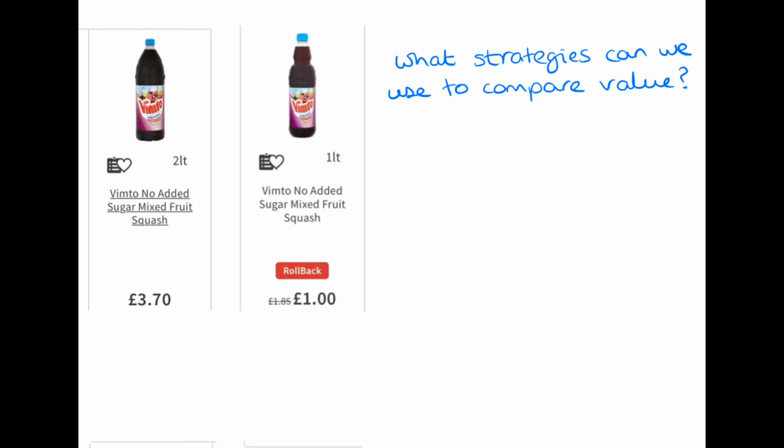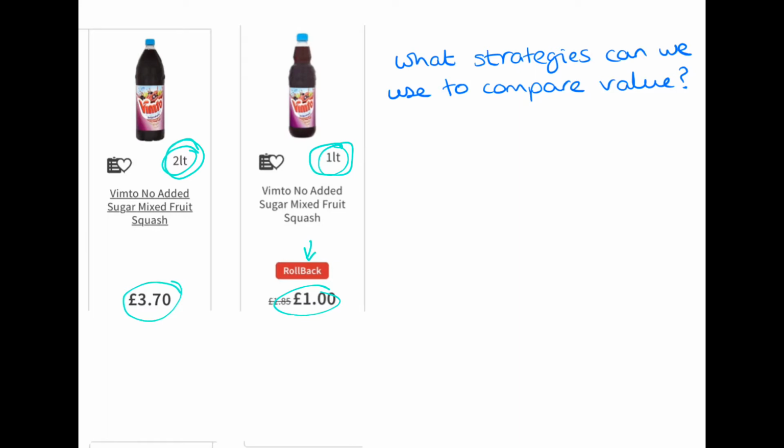What we can see with the Vimto is that each advert on the Asda shopping website gives you a picture of the item, tells you how much is in it, and how much it costs. This rollback tells you that it's a special offer price at the moment. The amount in it is important. What I've chopped off the bottom of these is something that does help you work out which is best value, but I want us to do that.